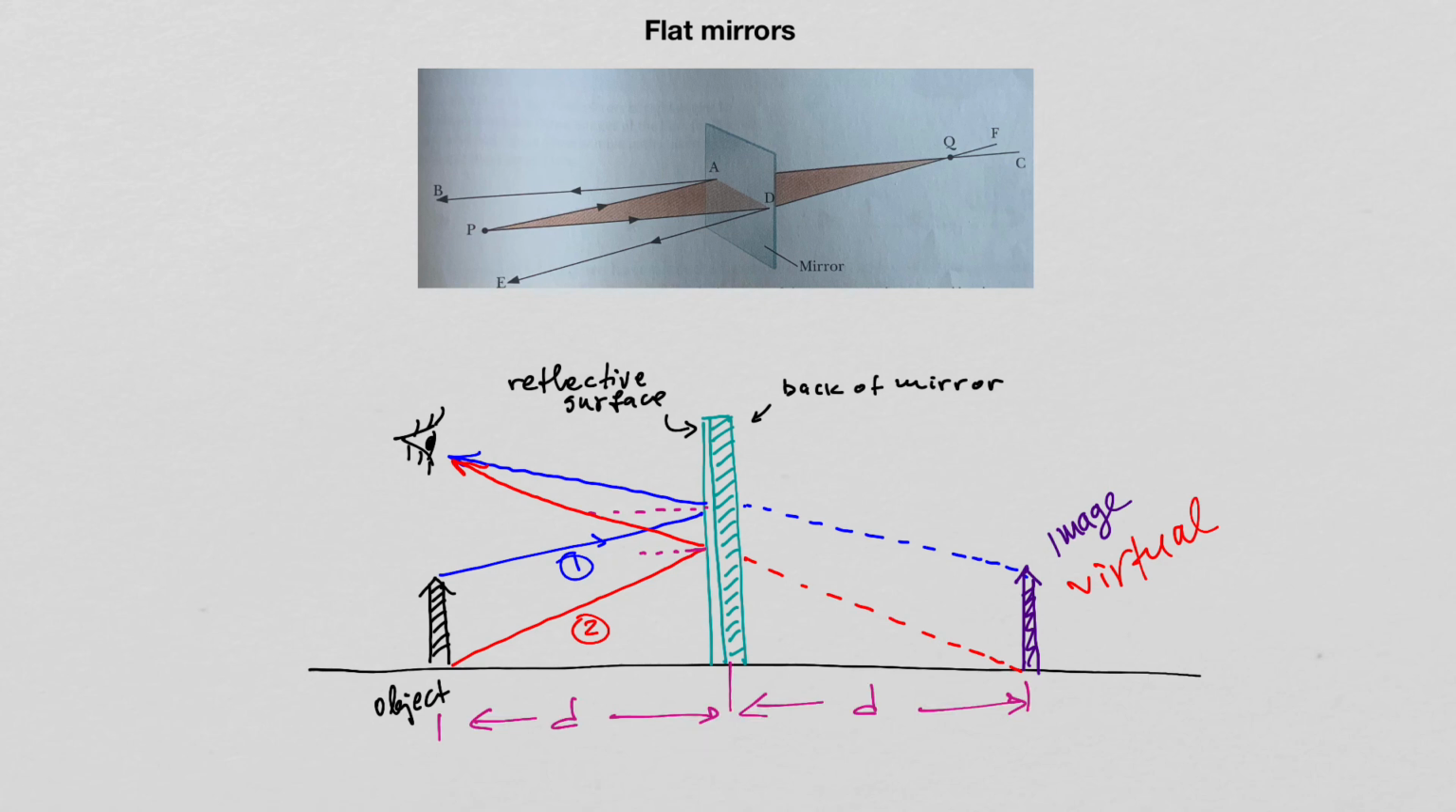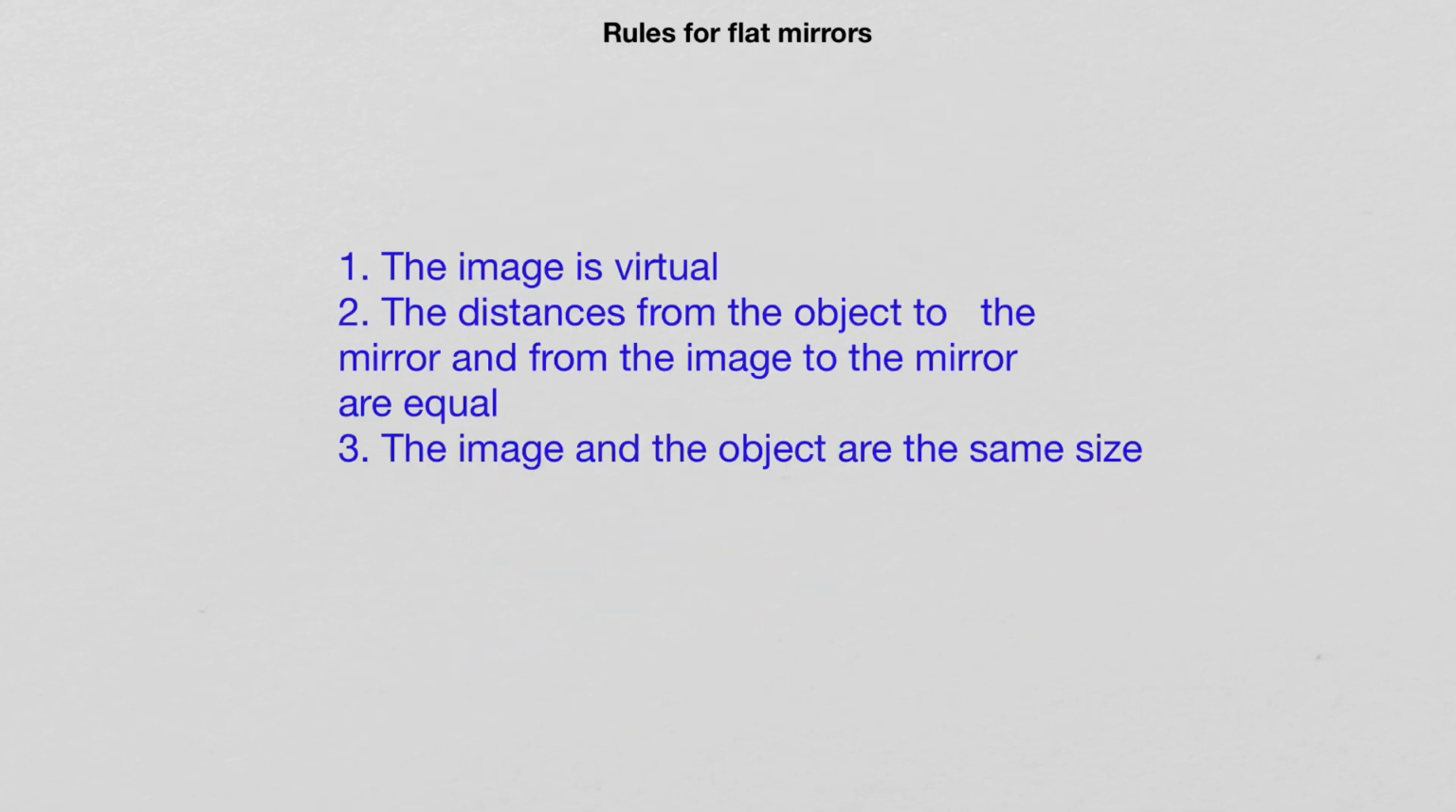Another thing of note is that the distance between the object and the mirror is equal to the distance between the image and the mirror. So the object and the image are located equal distance from the mirror on each side of the mirror. Another thing is that for flat mirrors, the size of the object is equal to the size of the image. Or in other words, flat mirrors do not magnify. They have no magnification.